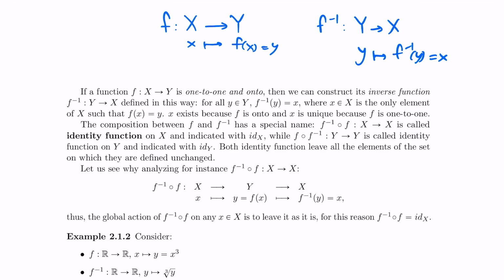The canonical symbol used to indicate it is id of X, and if you reverse the order, which means that you compose f minus 1 with f, you find the identity function over Y. The concepts of composition, inversion, and identity will come back when we will deal with matrices.